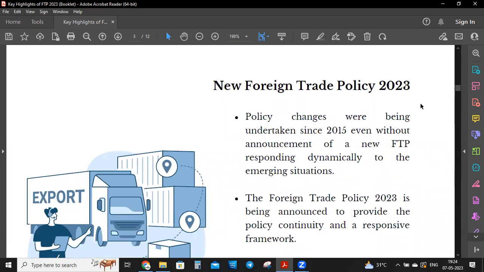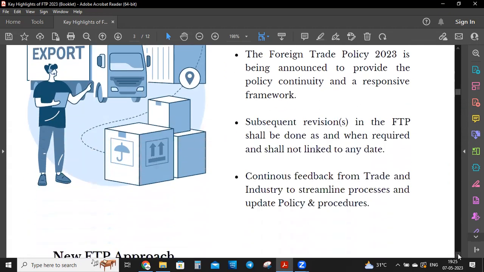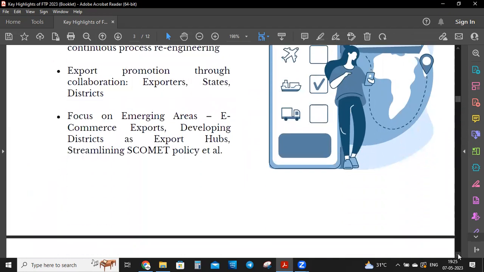Policy changes were being undertaken since 2015, even without announcement of a new foreign trade policy, responding dynamically to the emerging situation. तो फ्रेंड्स पॉलिसीज जो थी वो 2015 में बनी थी, बट देयर वर चेंजेस जो थे वो आते रहे एज पर द सिचुएशन. ओके, सो लेट्स सी व्हाट आर द मेन पॉइंट्स.